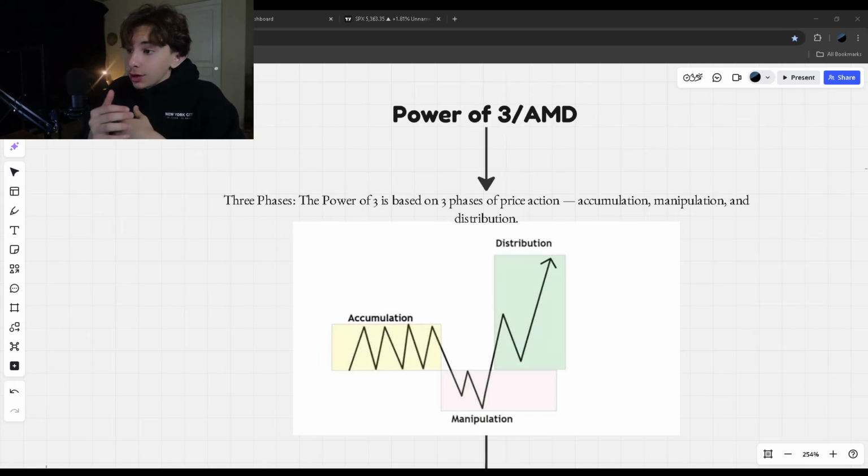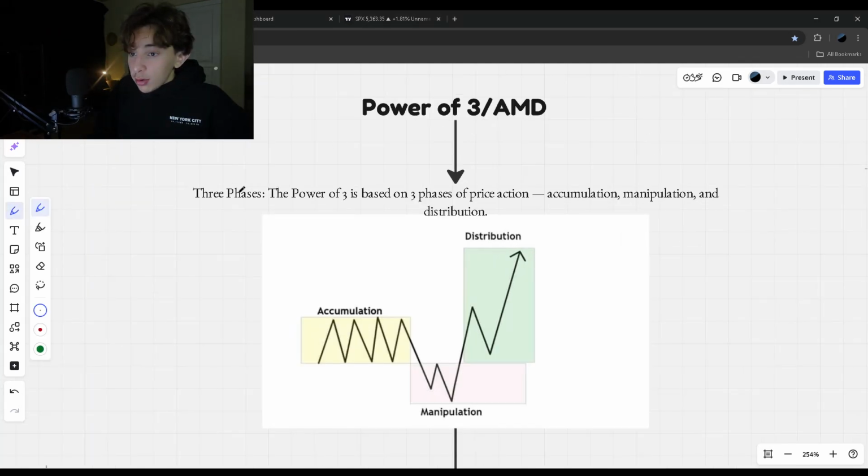Understanding this one trading concept is what helped me generate my first $100,000 month, and that was this month. And I guarantee you by the end of this video, you will have learned how to spot high probable trades. ICT's power of three is divided into three phases: accumulation, manipulation, and distribution.